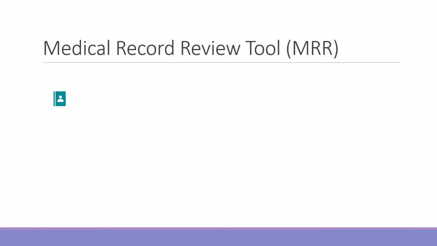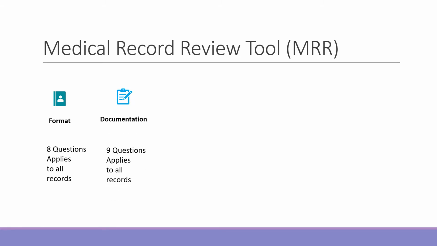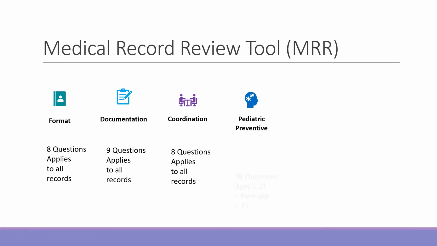The Medical Record Review, or MRR tool, is split up into 6 domains or sections. All the questions on the tool are worth 1 point each. The total number of points for each section of the tool depends on how many records are being reviewed. Multiply the number of questions in each section by the number of records.